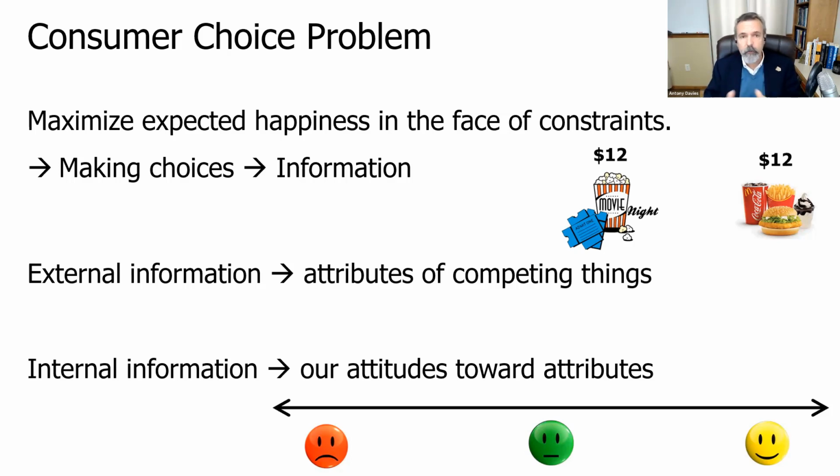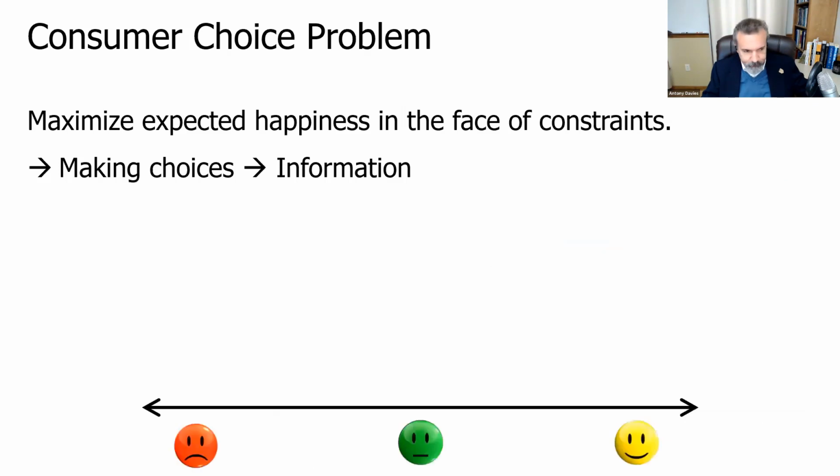So these two types of information become important. Information about the thing that you're consuming, the external information, and information about your own reactions, the internal information. So as you think about this, in a principles level econ course, we would talk about maximizing expected happiness. We'd say something like, okay, there's this thing. You can buy a movie ticket and go to the movies, get popcorn, the whole thing costs you $12, and it brings you a certain amount of happiness on this happiness scale of sad to moderate to happy.